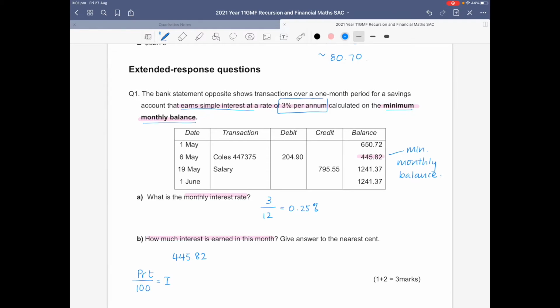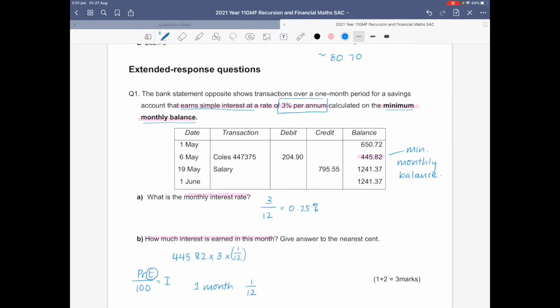All right, so our principal is $445.82. Our rate is 3. And now our time period. This is for 1 month only. So for 1 month, we need to do 1 divided by 12, right? Because remember, T is always in terms of years. So I'm going to do 1 divided by 12.